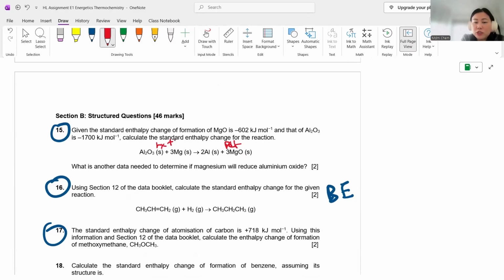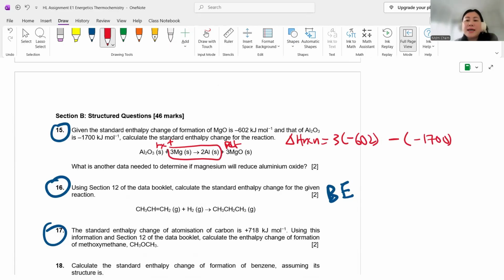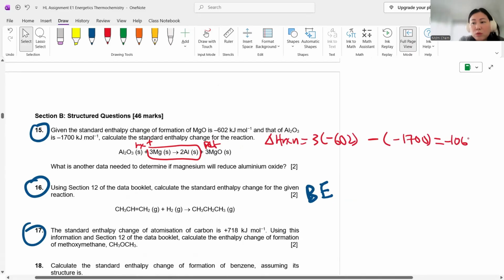So the delta H reaction will be 3 times the MgO, minus 602, minus the reactant, which is Al2O3, minus 1700. Now, why are we ignoring all this? Because they are elements, right? So our working will be 3 times minus 602 minus minus 1700. Then press your calculator, see what you get as the answer. So 3 times negative 602 plus 1700. So I get my answer negative 106 kilojoules per mole, or kilojoules for the reaction.